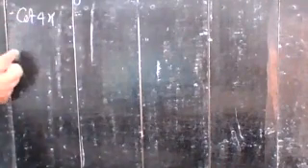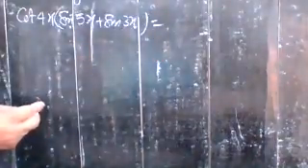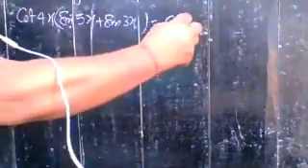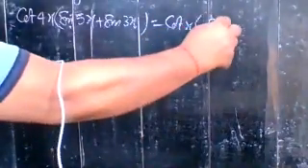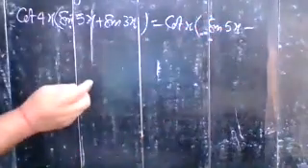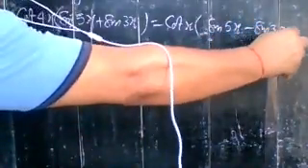Yes, prove that cot 4x into (sine 5x plus sine 3x) is equal to cot x into (sine 5x minus sine 3x).